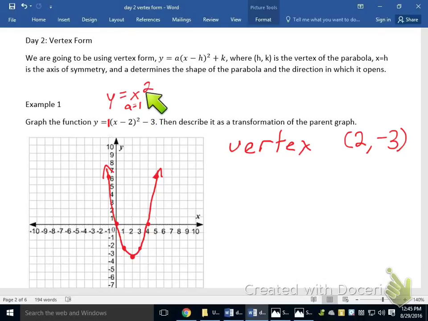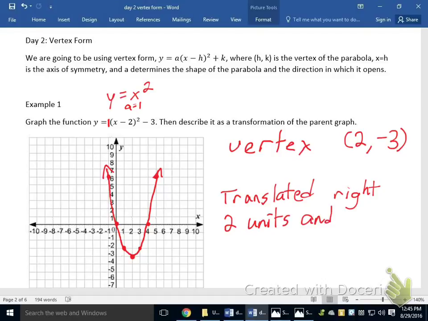Now, what is happening to it? It is not the same graph as our parent function y equals x squared. It is different, and how it changed was it went to the right 2 units and down 3 units. So I'm going to say that now, and this is to describe the transformation. So translated, right 2 units and down 3 units. And we are finished with example 1.